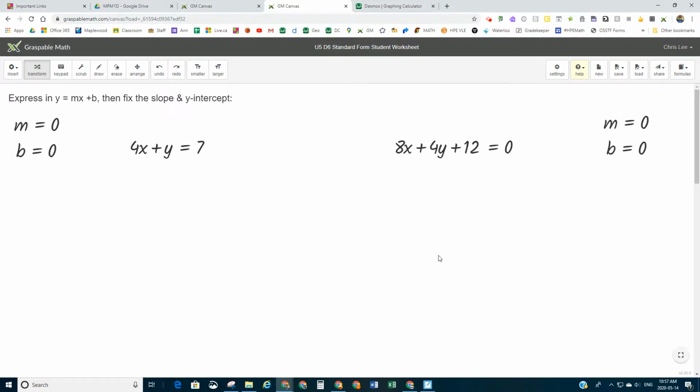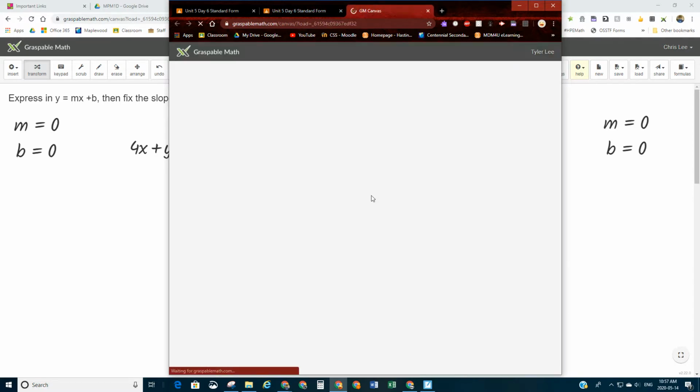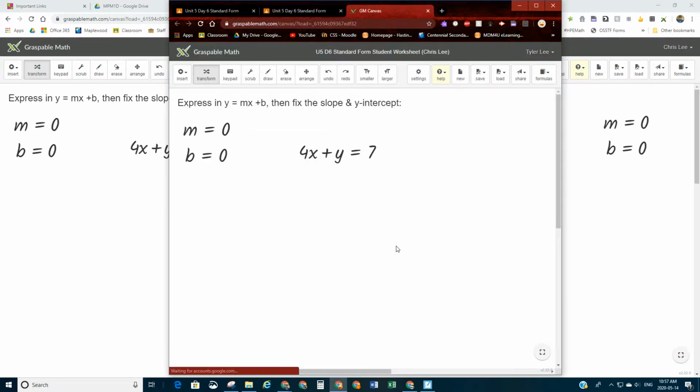So in order for me to assign a page like this, it's not like Google where I can just give you the page and it makes your own copy. I have to send you a link. So here's what the assignment looks like. I've done a fake one up in a test classroom, but yours is going to look very similar. There'll be detailed instructions here. This video was going to appear right here, but here's the link to the canvas. So if you click on this link, it'll open up the canvas on your screen, and you'll have your own version. Your name eventually will be up there. Okay.